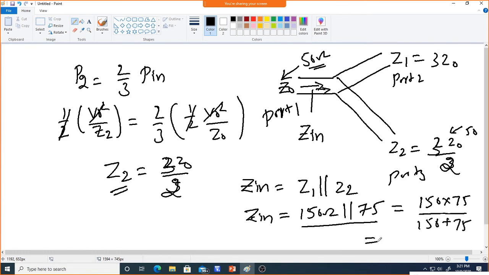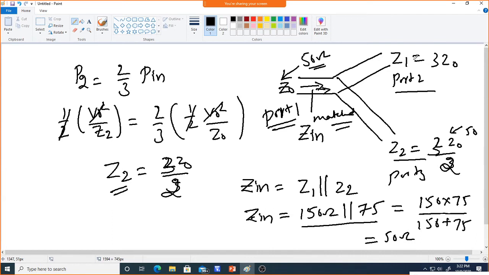So how much will you get? You can calculate this and you will get 50 ohm, that is your input impedance. So if you take these values, it will be matched. The input port will be matched.